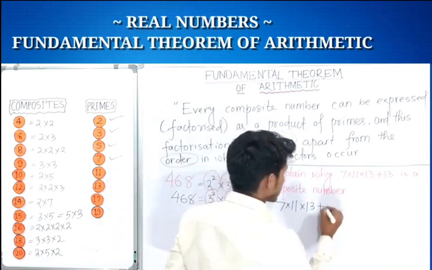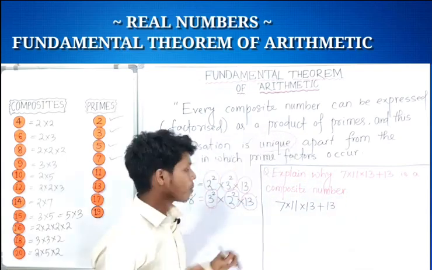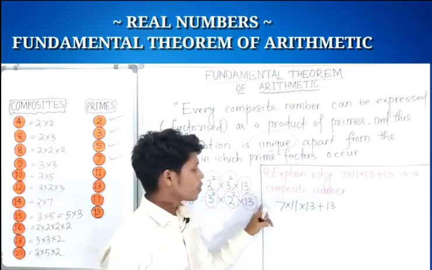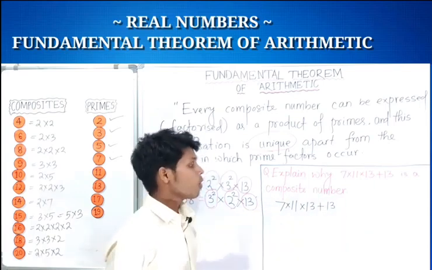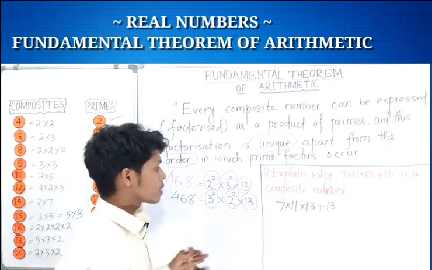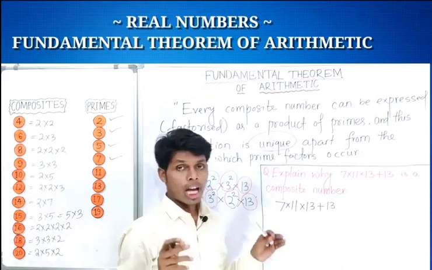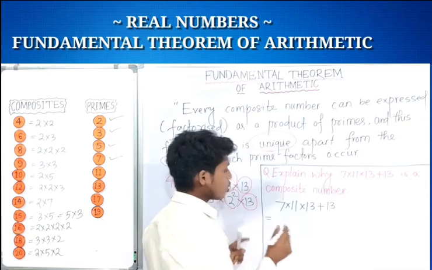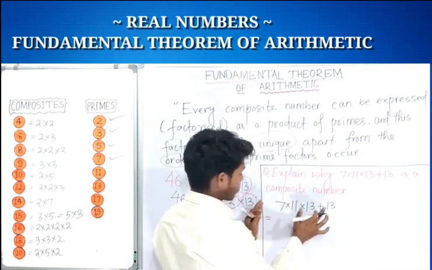But the problem arises here. Another 13 is added to it, not multiplied. If it were multiplied, then no problem, we could clearly say that this is a composite number. But as there is an addition sign, or plus sign, this creates a problem, so we can't say directly that it is a composite number. So now let's see how we can solve this. At first what will we do? We'll try to eliminate this plus sign.